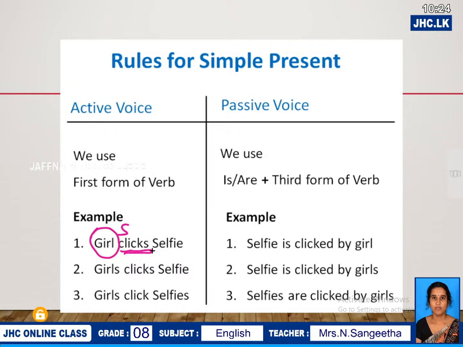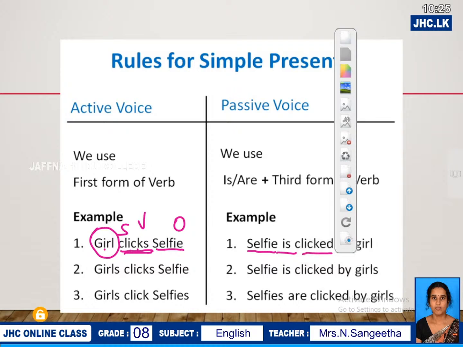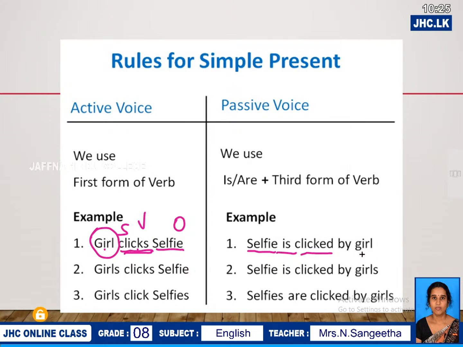When we change it to passive voice, who? Girl. What does she do? Click. What does she click? Selfie. This is the object. So bring the object to the beginning, selfie, singular. Simple present tense, so the be verb is, and the past participle of click is clicked by girl.